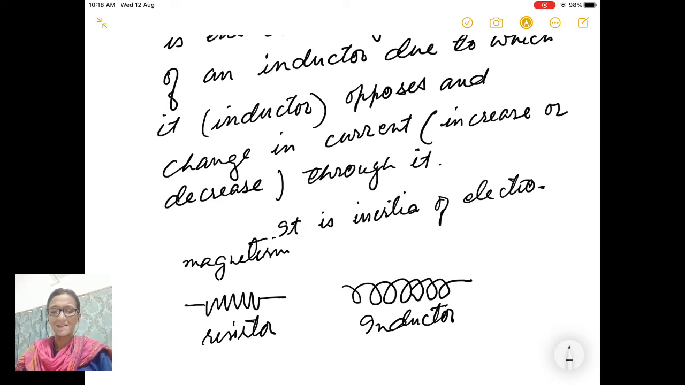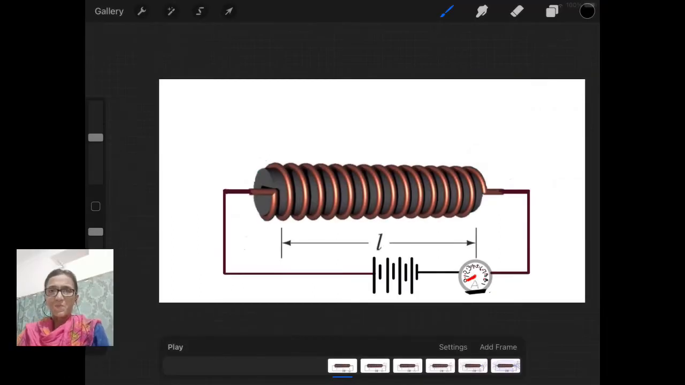It is inertia. Here you can see the diagram of a resistor, a zigzag formation. This is the symbol of a resistor. Now this second diagram is in the shape of a helix. This is the symbol of an inductor. So let us see with the help of a diagram how magnetic flux is related to the current flowing through this circuit.